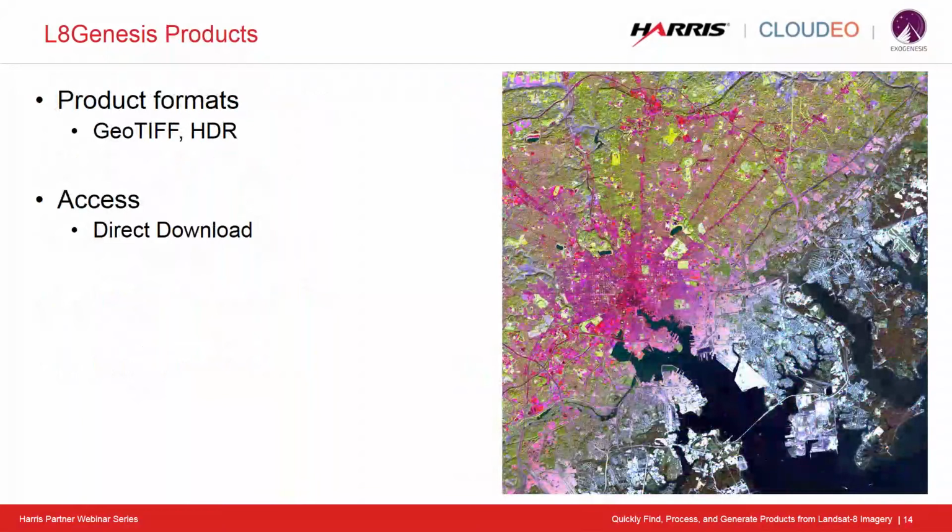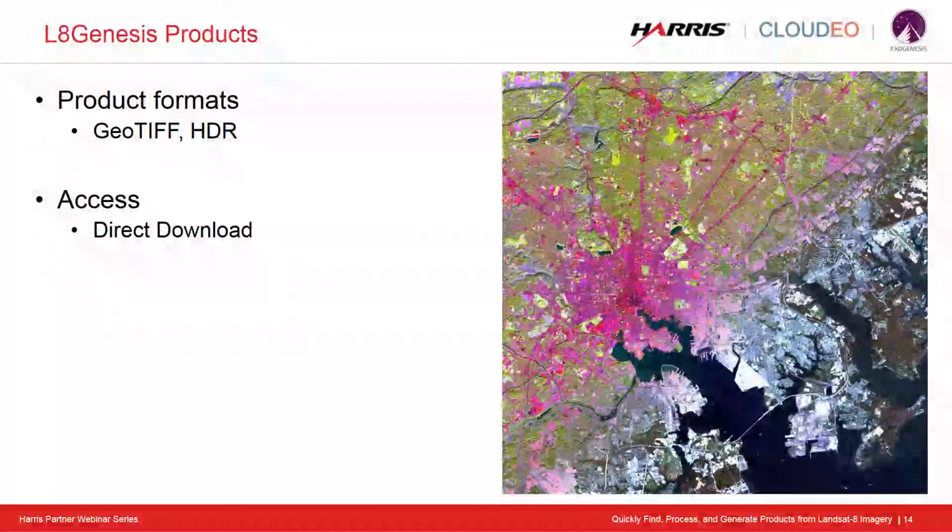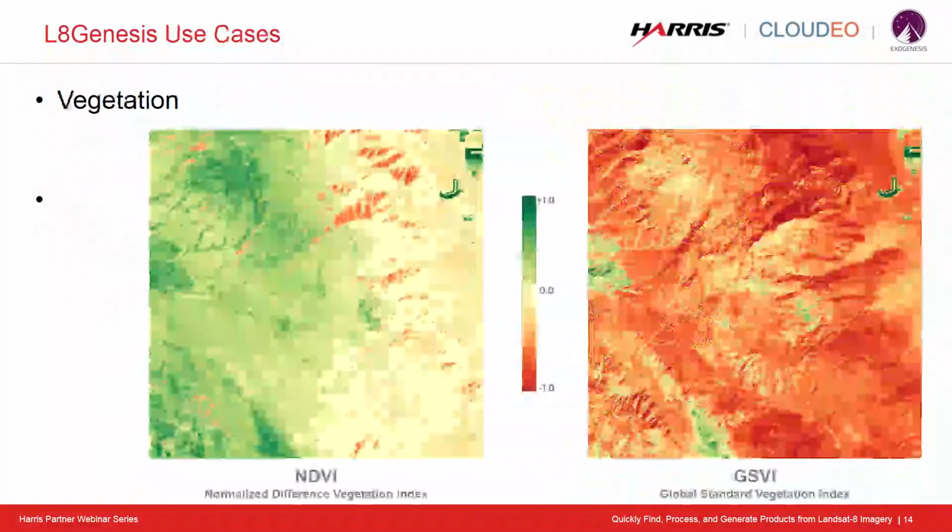The outputs from L8Genesis include a standard ENVI header file, so you can directly import these data products into ENVI for further analysis. This can be done either within the CloudEO Workbench, where you can manipulate those images directly and have immediate access to the results. You can also do a direct download to process on your own computer offline. The GeoTIFF format is also compatible with other common image software, so you can download the data directly and use it however you prefer.